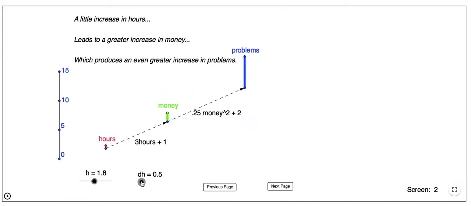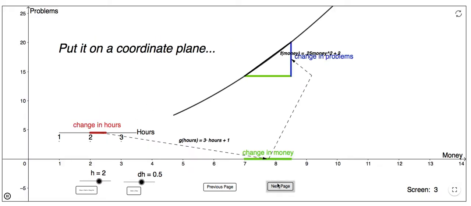Then if we change the amount of our dh, the hours, we can see that the problems increase proportionally differently than the money. This is in fact a linear relationship, right? If we change the hours, our money grows linearly, but this one grows by the square, so it doesn't grow proportionally as such. But you can see the main idea is that this is connected to this is connected to this, and so these are embedded functions.